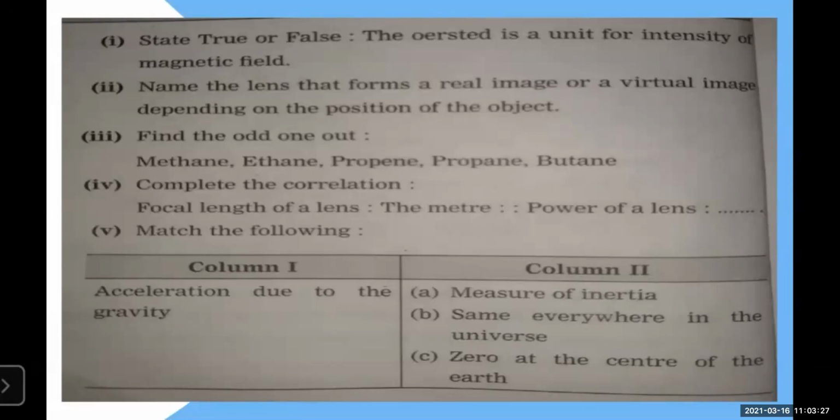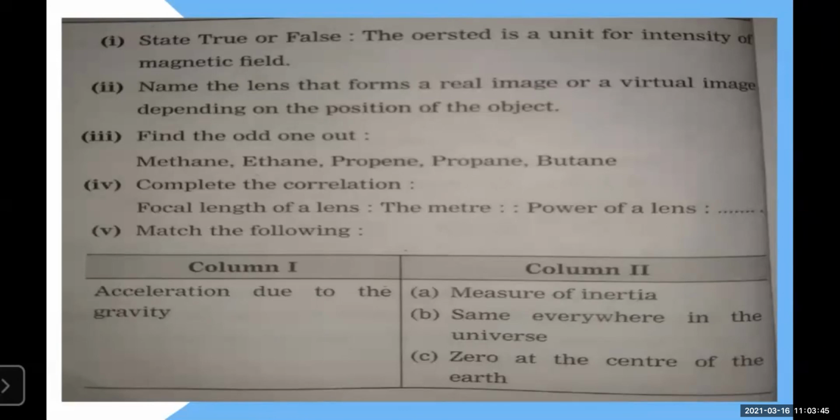This line, it is important to write down. Otherwise, don't write the question for any question. For this, write down correlation, everything. Question number 5, you can see match the column is there. Acceleration due to gravity. This is also from the first chapter, gravitation.